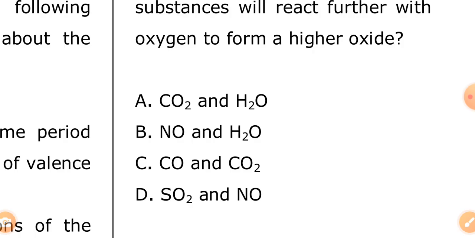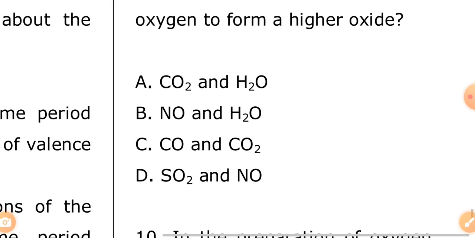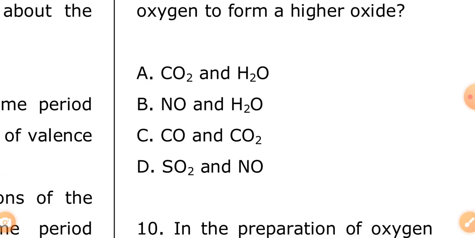A, CO2 and H2O. B, NO, that is nitrogen oxide, and H2O. C, CO and CO2. D, SO2 and NO. The answer to question number 9 is D, SO2 and NO, sulphur dioxide and nitrogen oxide. The answer is D. I hope you are following.